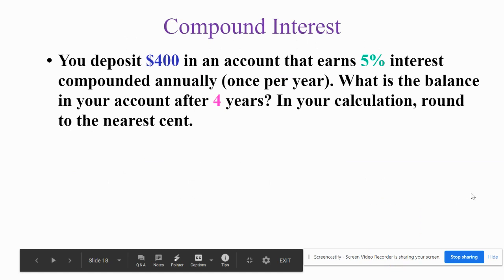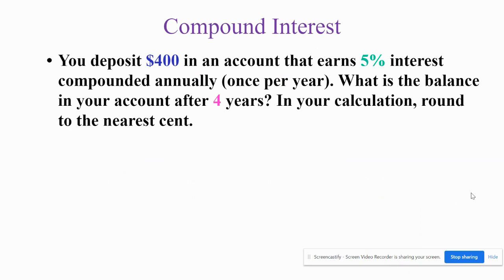Let's take a look at an example. You deposit $400 in an account that earns 5% interest compounded annually. What is the balance in your account after 4 years? In your calculation, round to the nearest cent because we're referring to money. We start with our formula.